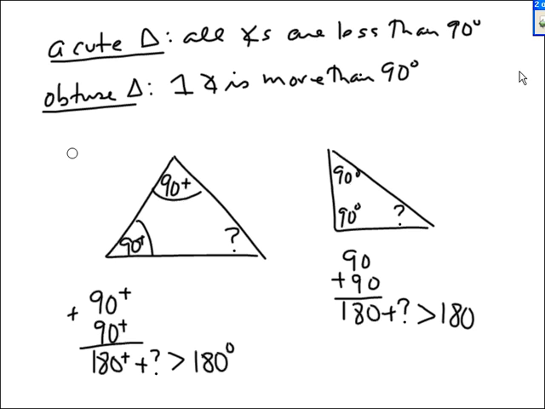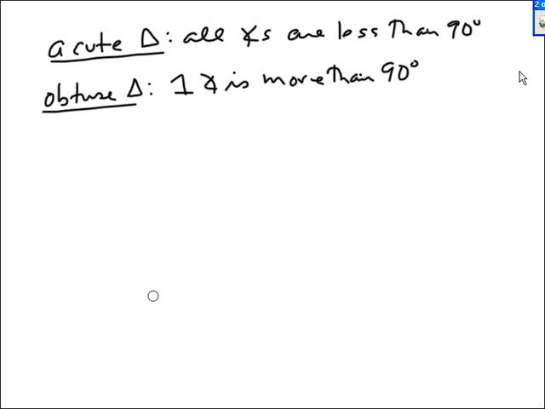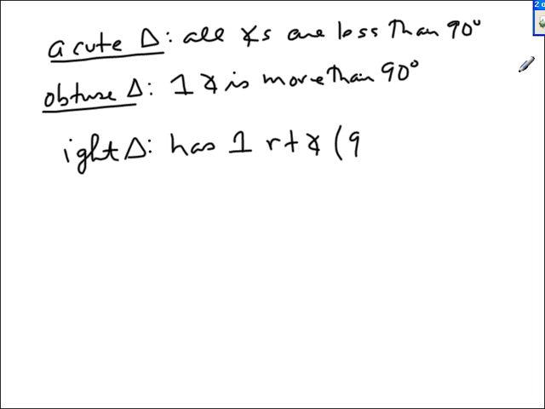The next definition is going to be a right triangle. A right triangle has one right angle. That is a 90-degree angle. It has one 90-degree angle. Here is a right triangle. This angle right here is 90 degrees.